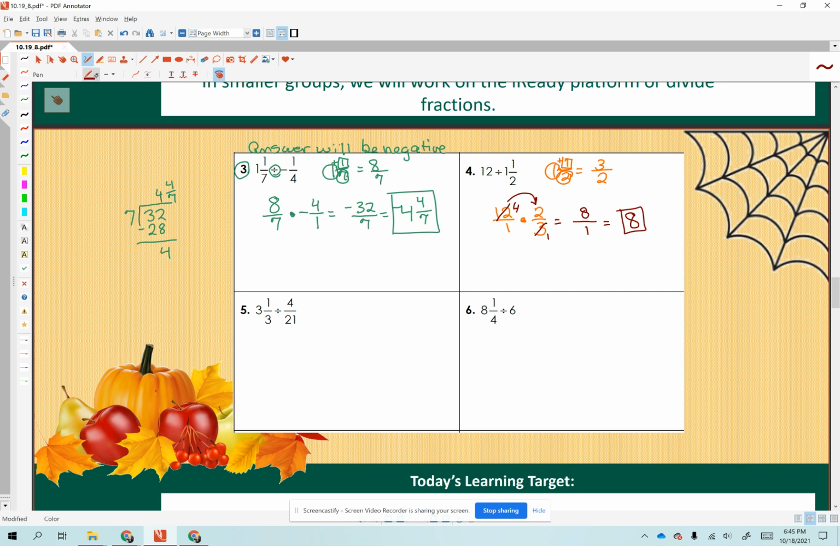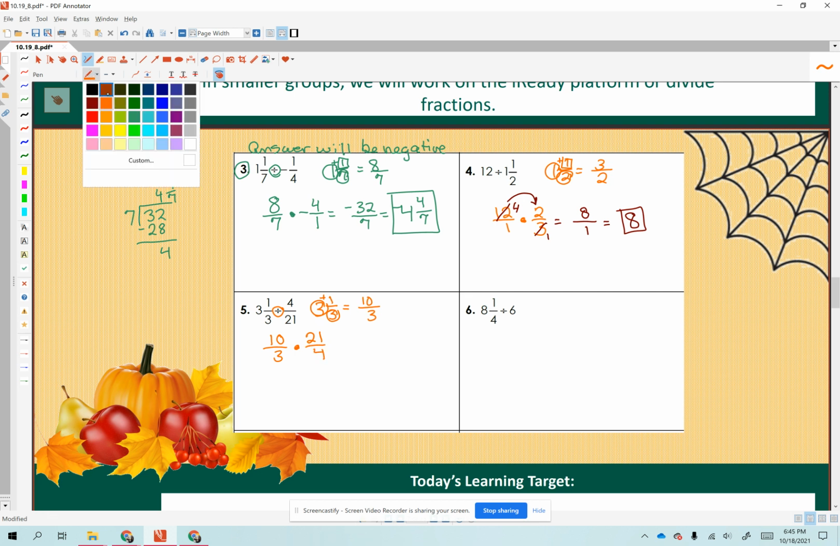Okay, so number 5. For number 5, we have 3 1/3 divided by 4/21. So we have to convert that 3 1/3 to an improper fraction. It will have a denominator of 3. 3 times 3 is 9, plus 1 is 10, 10 thirds. So it will be 10/3, and we change division to multiplication, times, and we invert or flip the second fraction to 21/4.